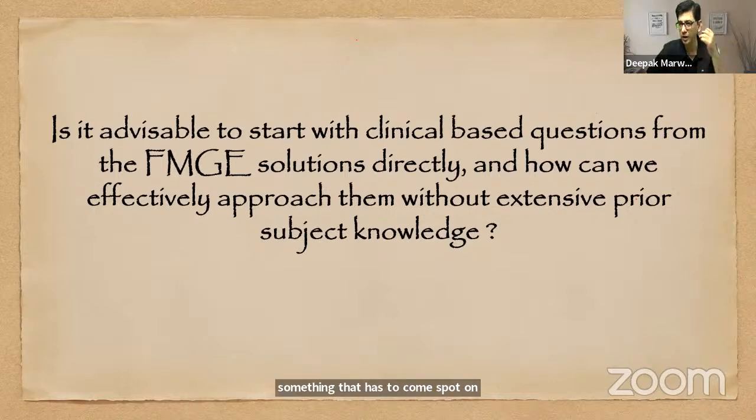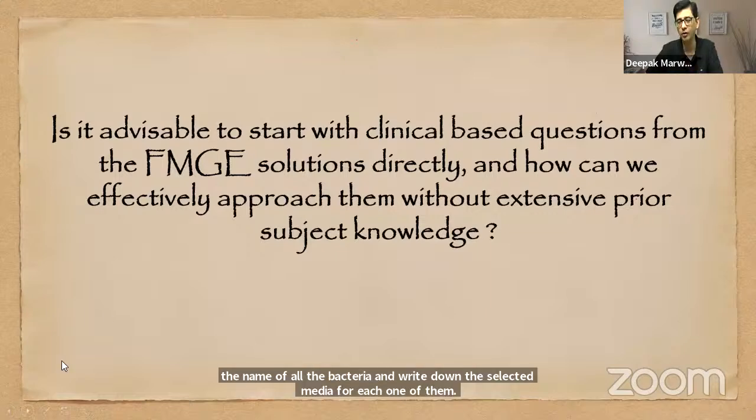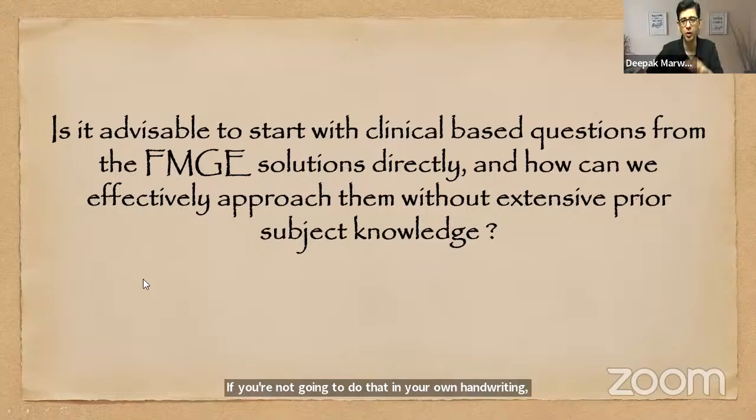So what you can do today, just a hint in case you want to follow it: write down the name of all the bacteria and write down the selective media for each one of them. If you're not going to do that in your own handwriting, believe me, when he asks that question, you're going to be like, Mueller-Hinton will be in the options and Skirrow's media will also be in the options, and you're going to be like, okay fine, this was also there, the whole paper becomes confusing. But when you write it in your own handwriting, that would be the best way forward. So I've given two answers here. First, complete all the 19 subjects, and second, once you've done that, start writing down the data, analyze it, and I think you'll be able to do it relatively better.